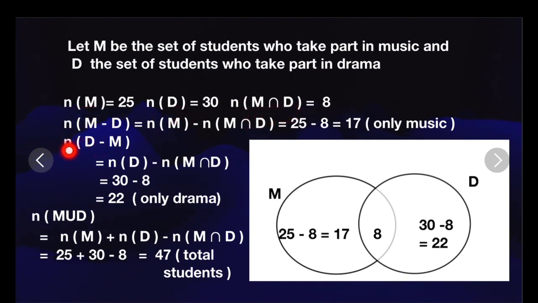The first thing we are asked to find is the students who take part only in music. So this is the difference, only in music, not in drama. So it is M minus D. Put the formula, you will get the answer. Then only in drama and not in music. Write down this formula, you will get the answer. Then the number of students who take part in both music and drama. So write down the formula for that, put the values, you will get the answer.